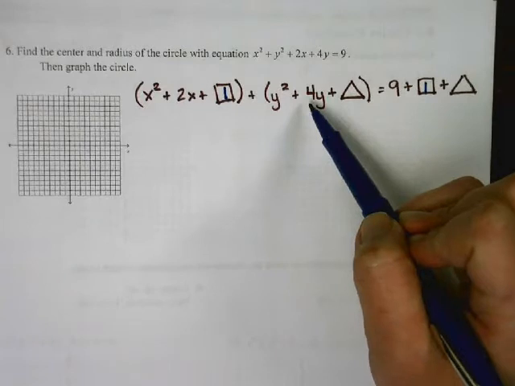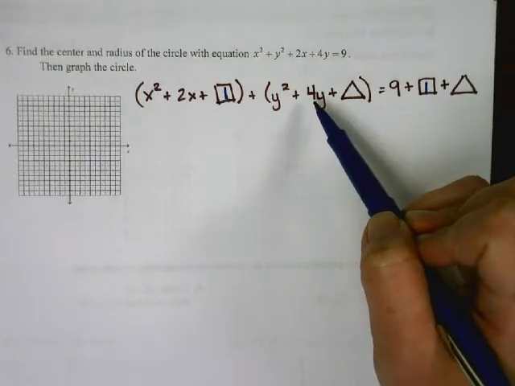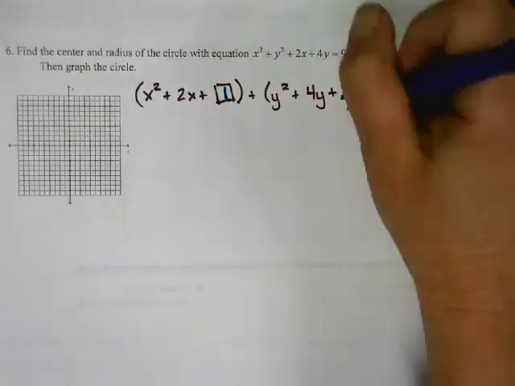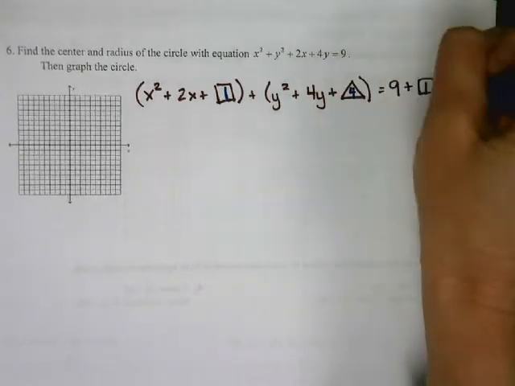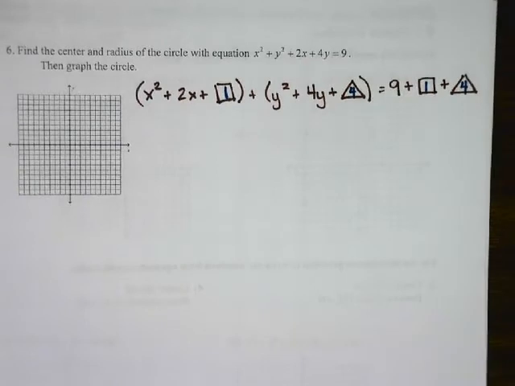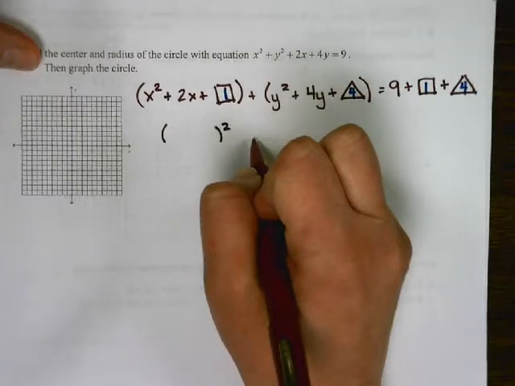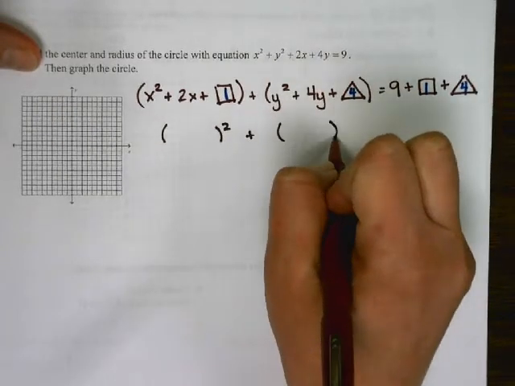Alright, now I'm going to do it with my y's. B is now 4. Divided by 2 is 2. Square 2 is 4. So I'm going to add a 1 to both sides. I'm also going to add a 4 to both sides. Again, I'm forcing this guy to factor with the exact two same factors.